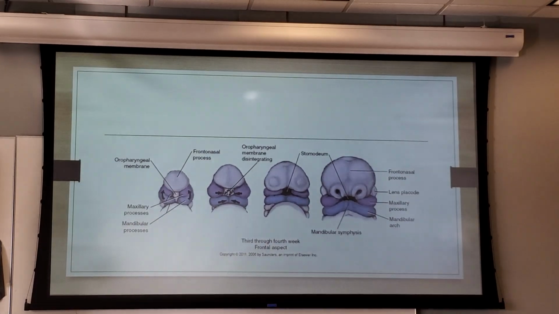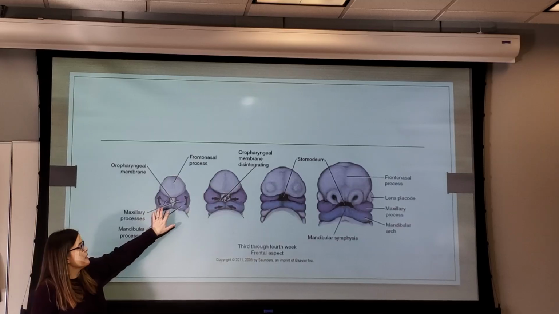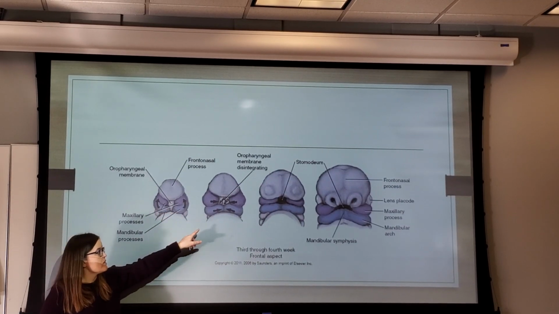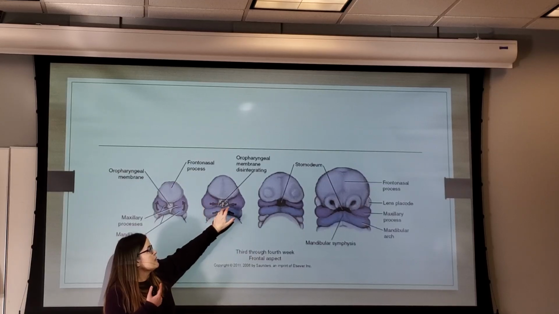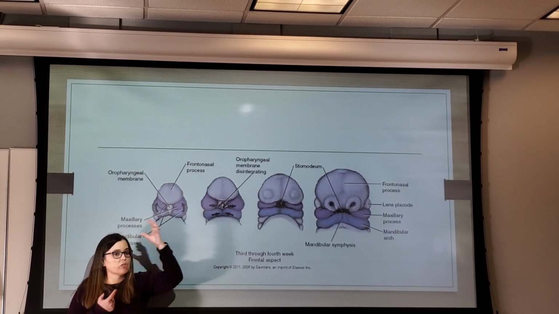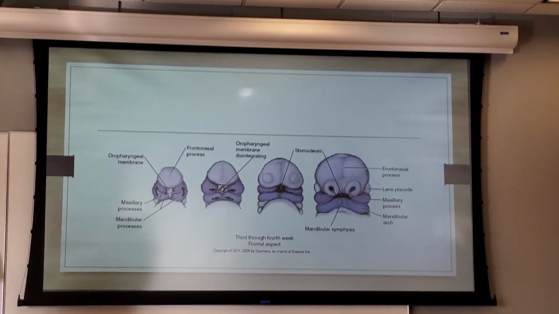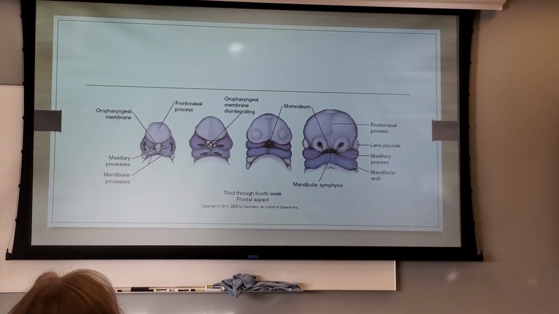Then they come together and start to fuse as they come into the center, at the symphysis. So this is our mandibular symphysis right here in the center. Our maxilla is going to start to fuse a little bit to our mandible and our frontal nasal process as it comes down. And then we develop our primitive mouth, which is our stomodeum.